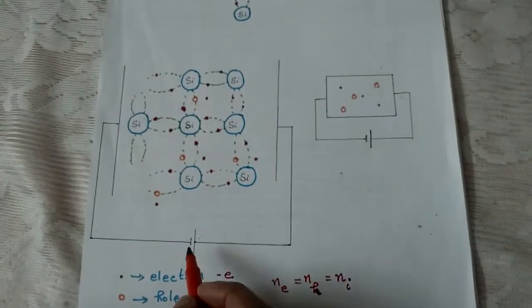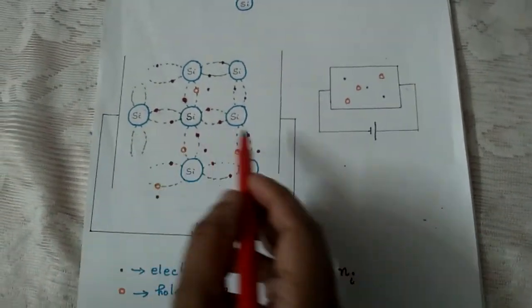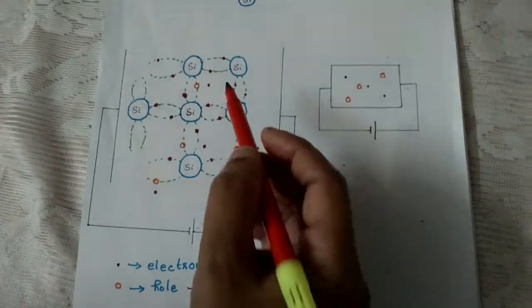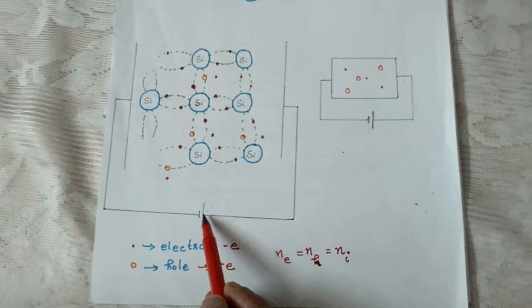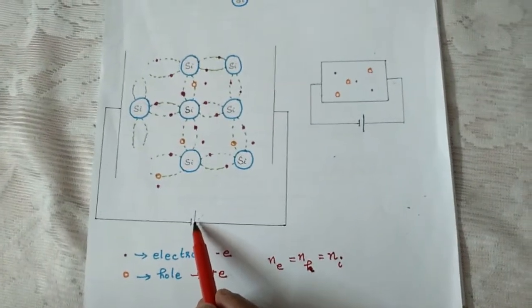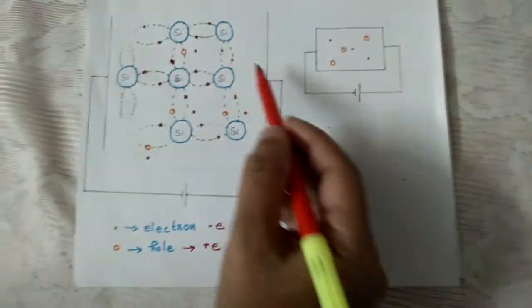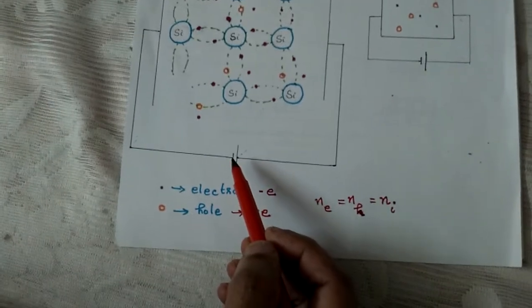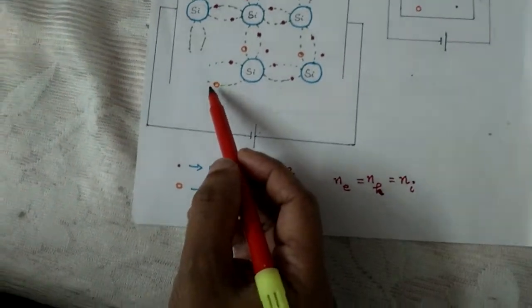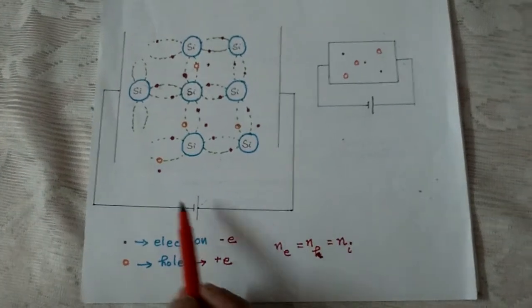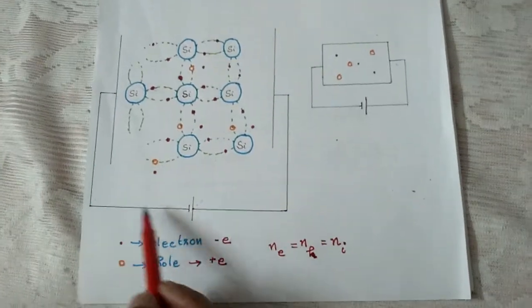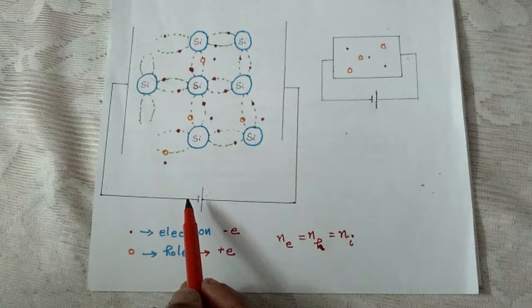And when a potential difference is applied across the crystal, the free electrons experience an attractive force towards the positive terminal. So the electrons will move towards the positive terminal and the hole will experience an attractive force from the negative terminal. The hole will move towards the negative terminal.